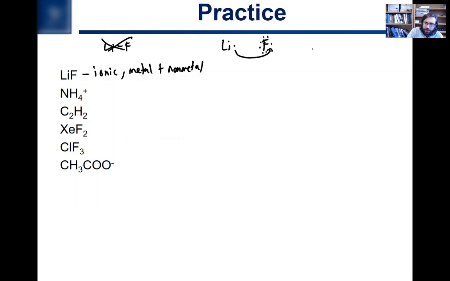We're going to have electron transfer, and that's going to end up with a lithium with no valence electrons. It's going to have the noble gas configuration of helium, so it's happy. And then a fluoride with 8 valence electrons. So it's happy because it has a noble gas configuration of neon. And so that's how we draw it.